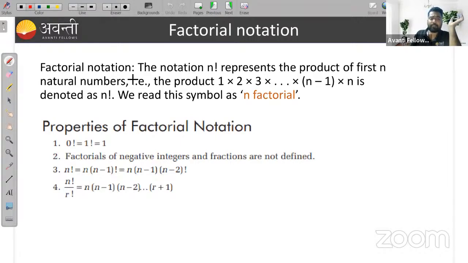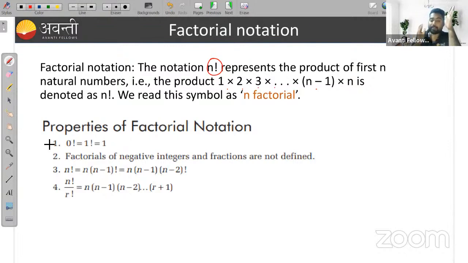So factorial notation, what is it? The notation n factorial represents the product of the first n natural numbers. That means n factorial is 1 into 2 into 3 up to n minus 1 into n. So the product of the first n natural numbers is my n factorial.